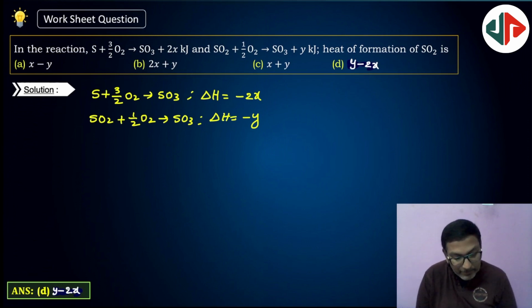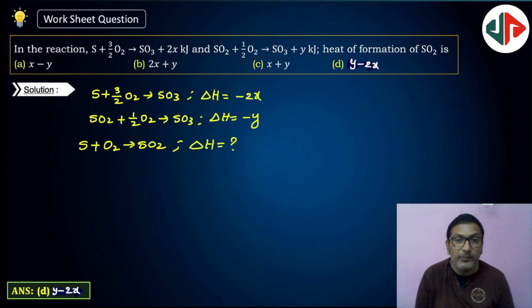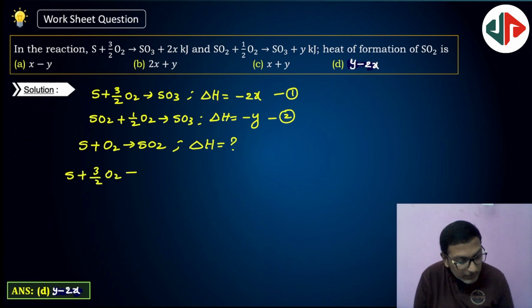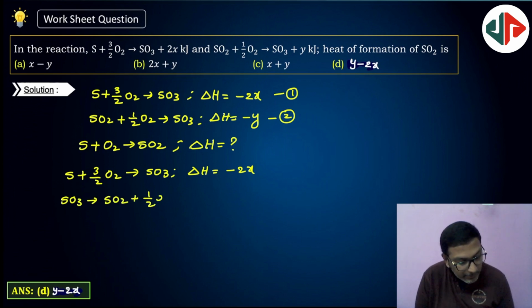Next. So here, heat of formation of SO2: S plus O2 gives SO2. For this we need to calculate delta H. So I am writing the first equation as it is. S plus 3 by 2 O2 gives SO3. For this delta H is minus 2x. Next I am reversing equation 2. That means SO3 gives SO2 plus half O2. For this delta H becomes plus y.